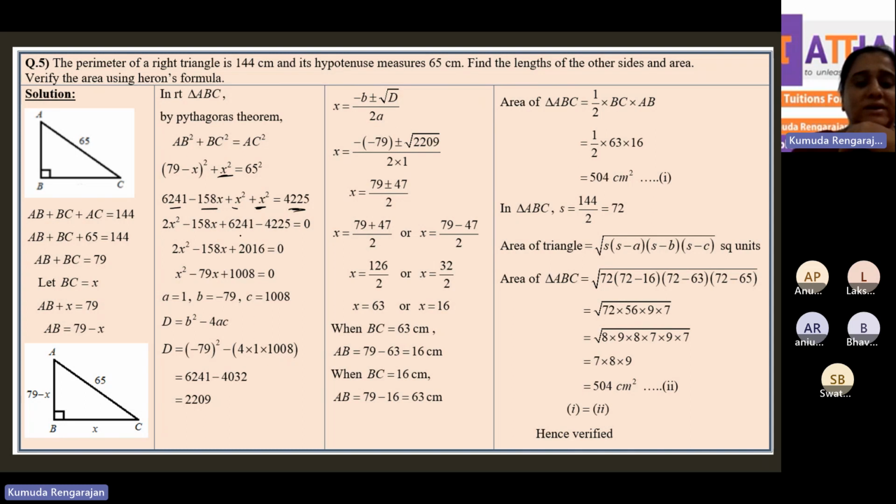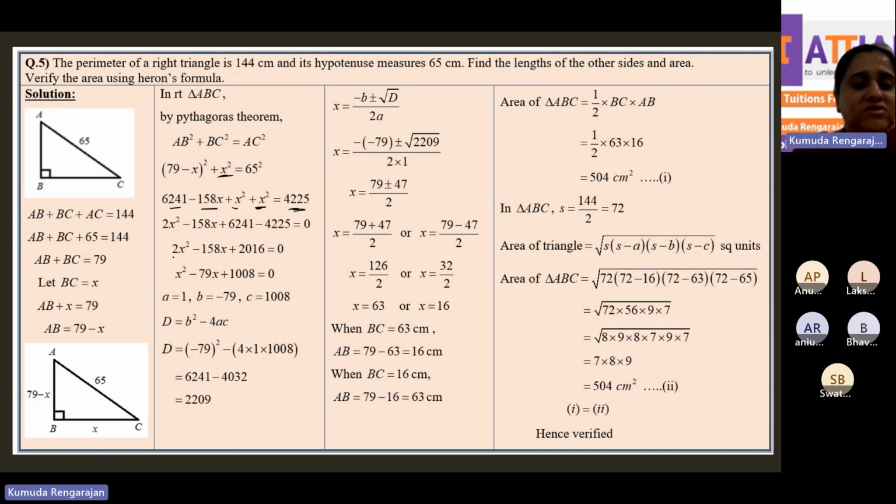Then bring all the terms to one side. Because you can see it is a quadratic equation. You can see one x square term, some x terms, and the constant. So we're going to get a quadratic equation. So get all the terms to one side.